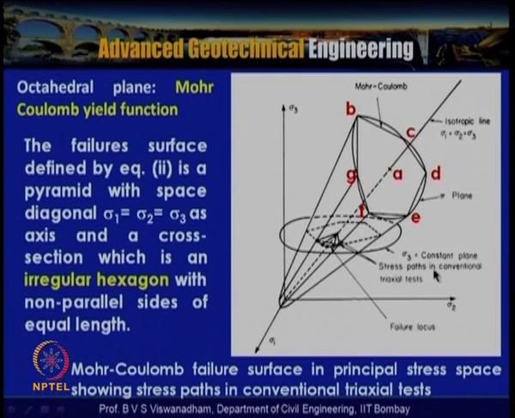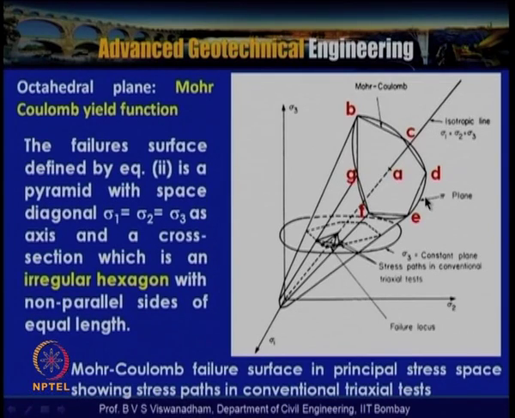So this is the pi plane, and this is the sigma 3 equal to constant plane. The stress paths in conventional triaxial tests are represented here, and this is the failure locus, and this is the pi plane, and this is the Mohr Coulomb failure surface which is shown here.